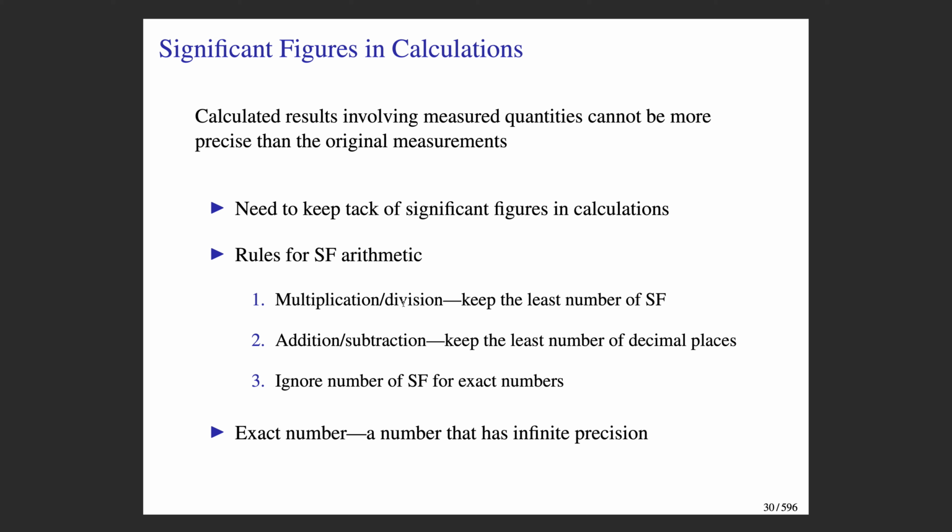When you're adding and subtracting, it's a little different. Instead of counting sig figs, what you actually count are decimal places. And the rule is that the result of adding and subtracting should have the fewer number of decimal places. And you'll see what I mean in a second. If you're working with exact numbers in your calculations, you ignore the sig figs for the exact numbers, and that's because exact numbers have infinite precision. And we'll do an example of that as well.